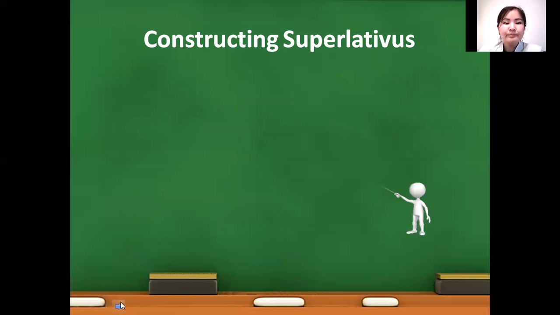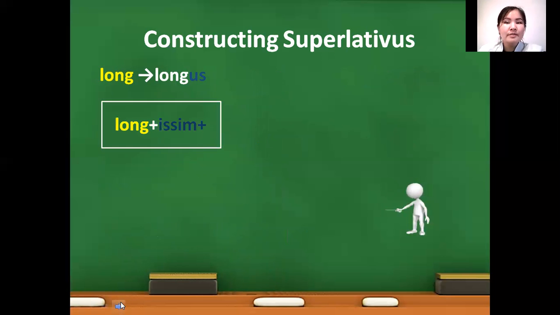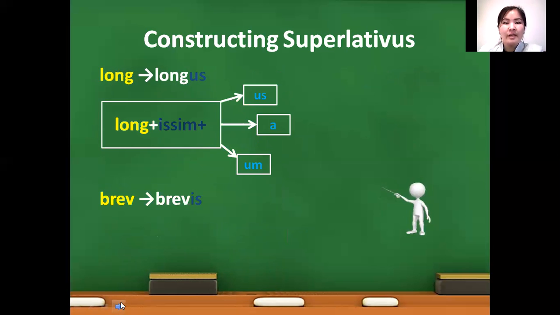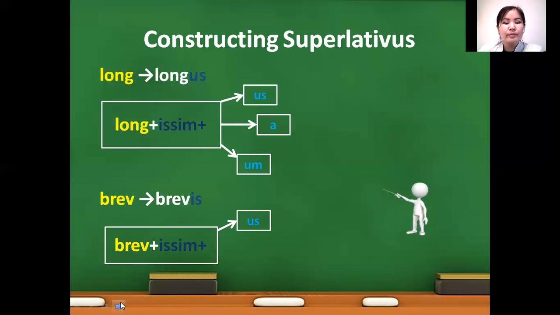Okay, so long is stem of longus, adjective ending with us. It means for long we use first structure, stem plus issim. So masculinum will be longissimus, femininum longissima, neutrum longissimum. Brev, it is stem of brevis, adjective with ending is. For this, also we use structure stem plus issim. So, masculinum superlativus brevissimus, femininum superlativus brevissima, and neutrum superlativus brevissimum will be.